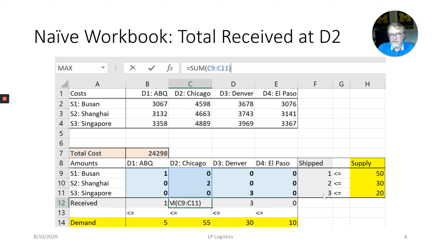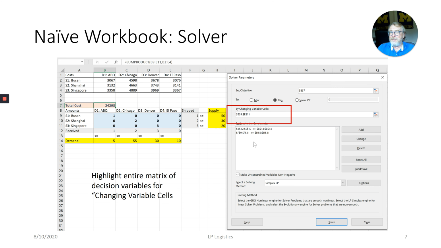Okay, and so I have my supply here: 50 containers in Busan, 30 in Shanghai, and 20 in Singapore. And then down here I have demand. Albuquerque needs 5, Chicago needs 55, 30 for Denver, and 10 for El Paso. I have a less than or equal to constraint because I don't want to ship more than I have, and a less than or equal to constraint here because I don't want to receive more than what I need. All right, so what happens?